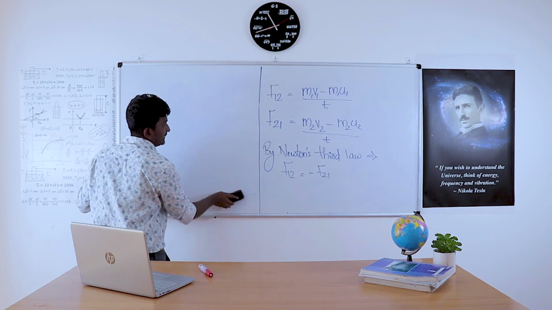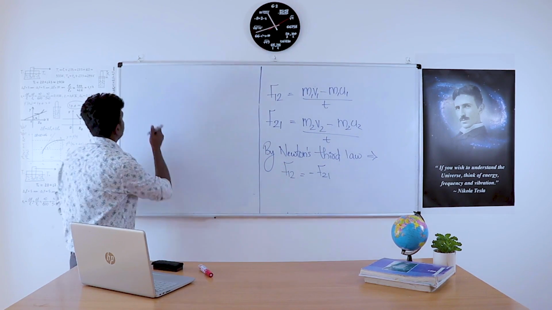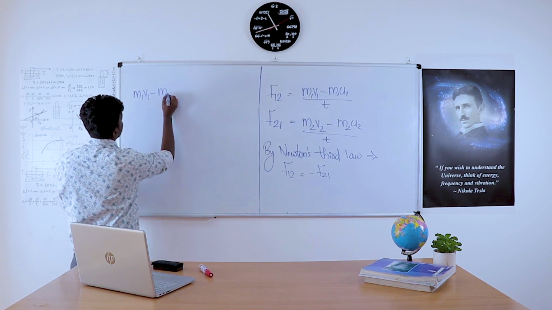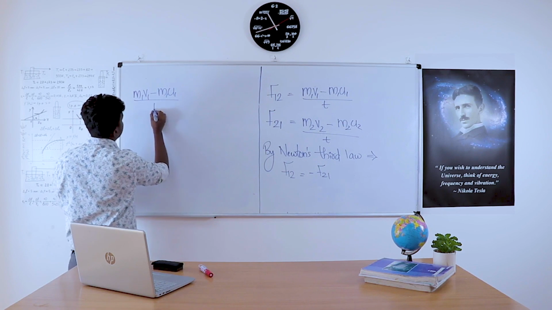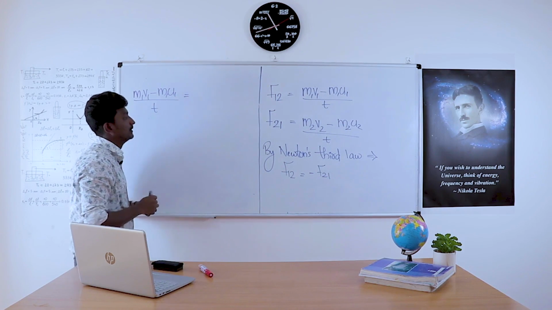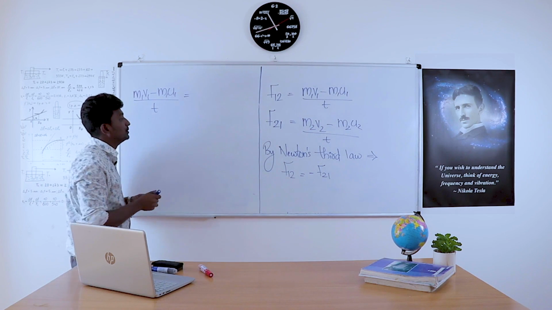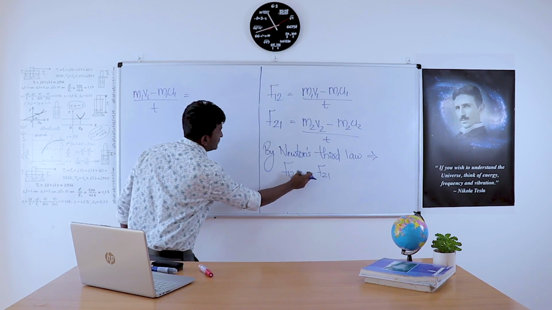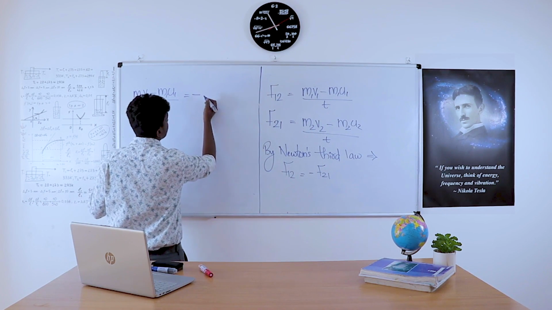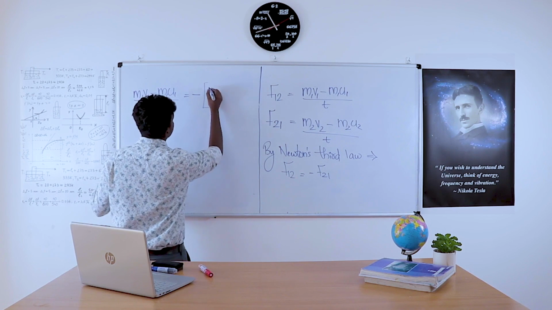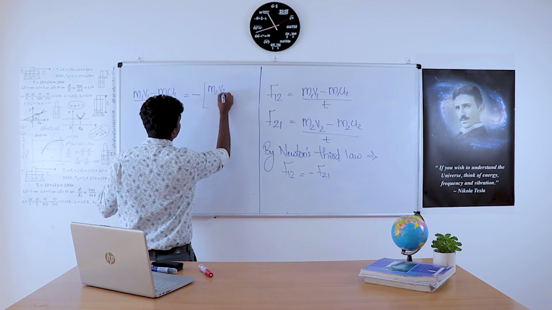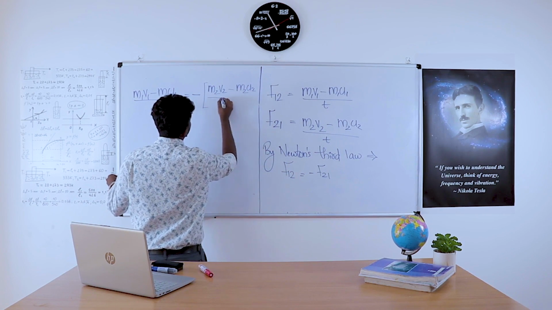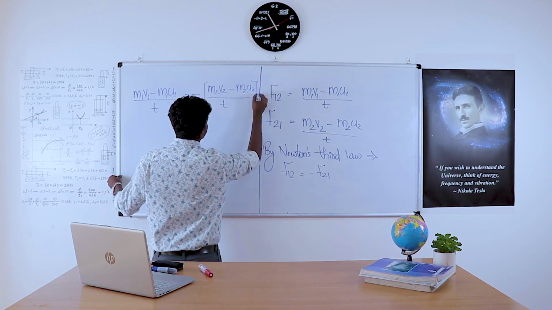F12 is equal to minus F21. We are having the value of F12, that is m1 v1 minus m1 u1 divided by t, is equal to, we are having the value for F21 as m2 v2 minus m2 u2 by t. By Newton's third law, it is of negative sign. Therefore, I am putting a negative sign. Then m2 v2 minus m2 u2 divided by t.